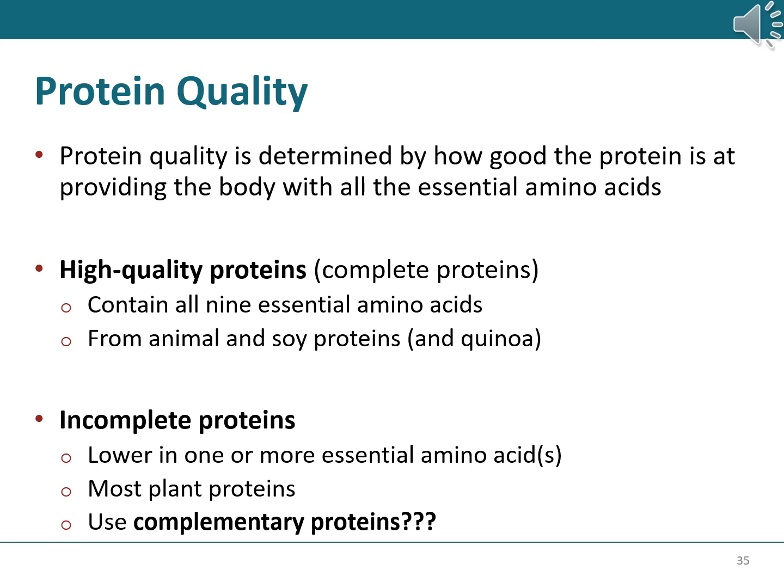Whether or not they are essential depends on whether or not the body makes them. The non-essential ones are not essential because our body already makes those. The essential ones, our body needs to have those consumed through food, and that's why they are considered essential. High quality proteins have all of the essential amino acids in them, and incomplete proteins do not. They're missing one or more of these essential amino acids.